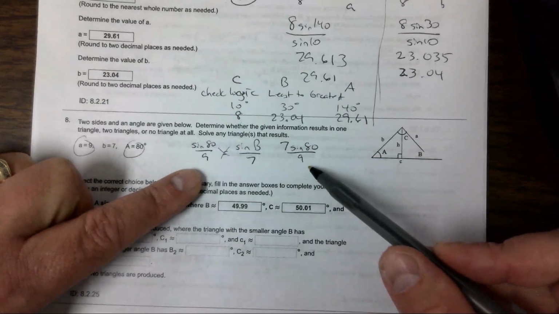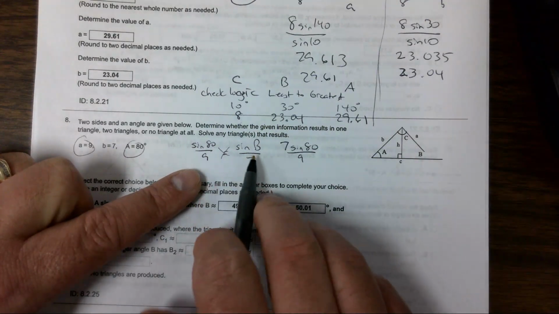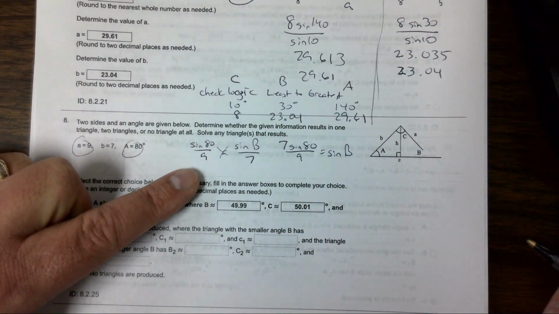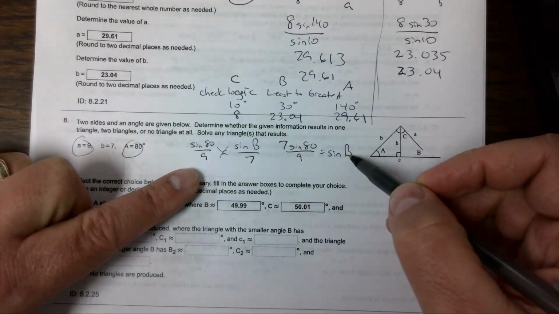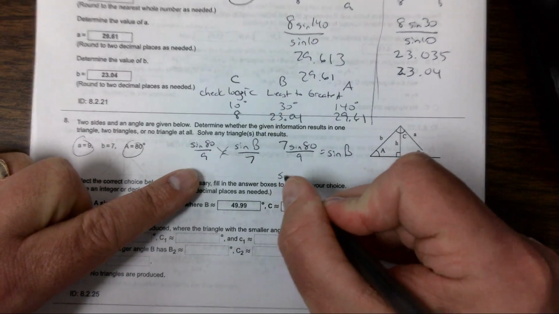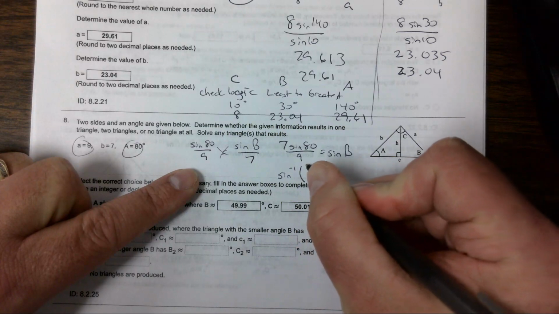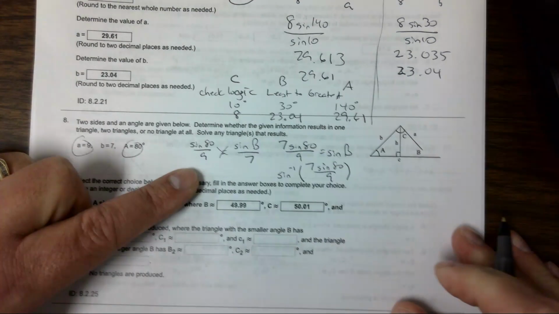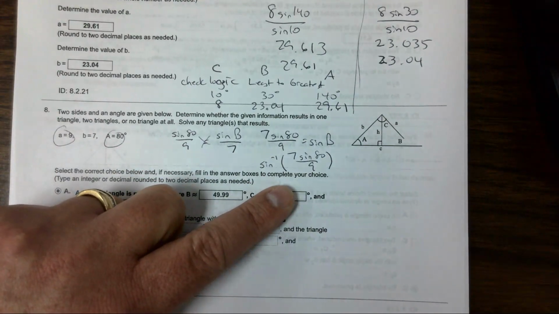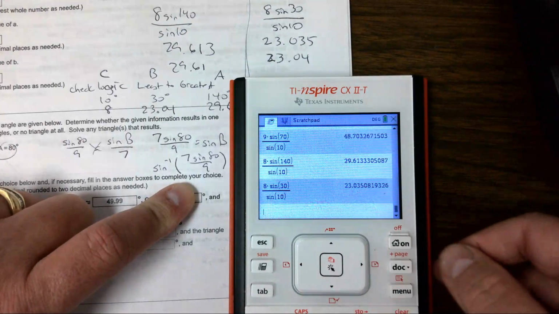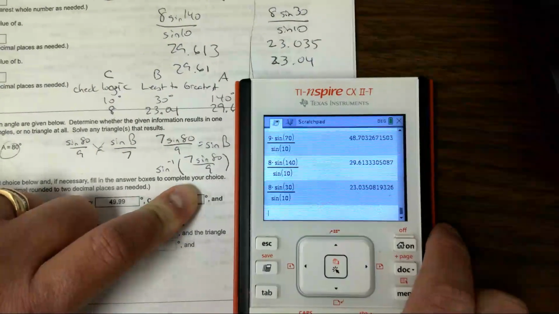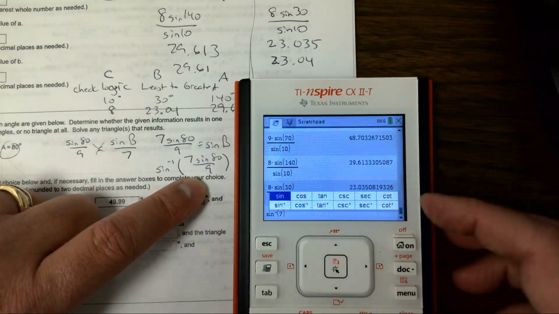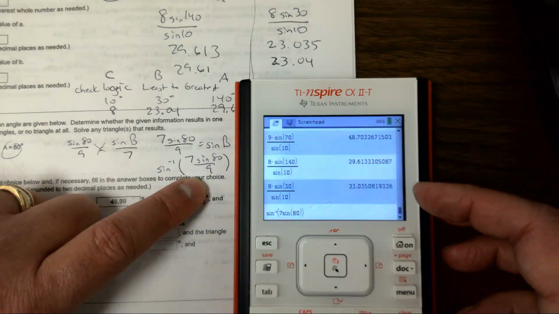Okay, so let's do that. Now this is going to give us what sine B is. And what we really need is to find B. So we could do this all in one step if we say inverse sine of 7 sine 80 over 9. So let's do that, because that way you type it all in one step. You don't have to worry about potential rounding mistakes if you do everything at one time. Inverse sine 7 sine 80 over 9.